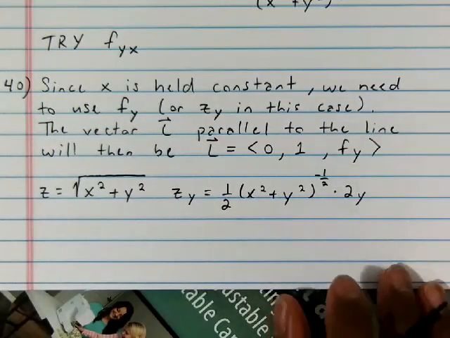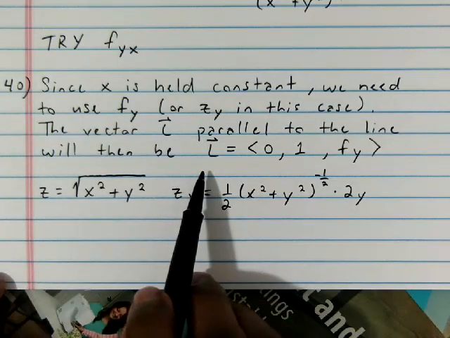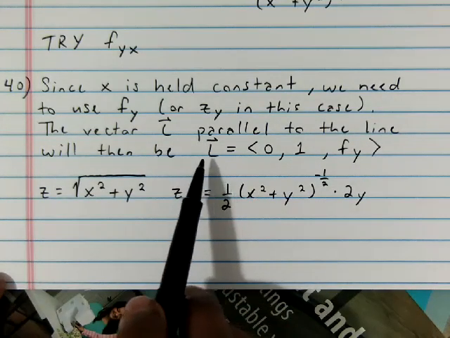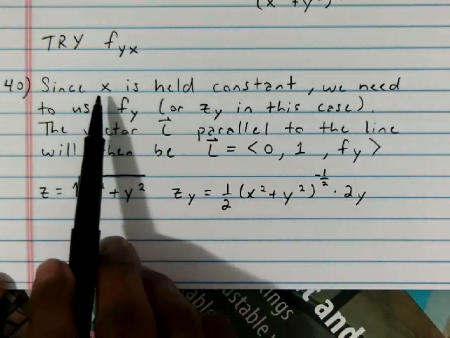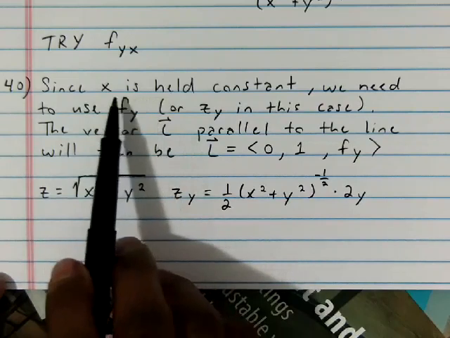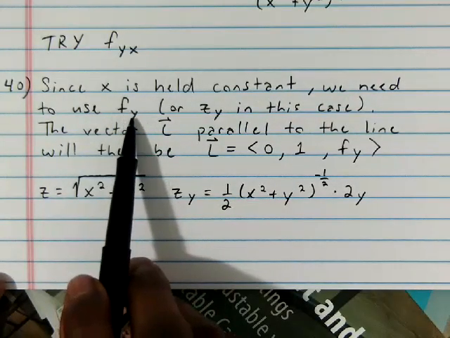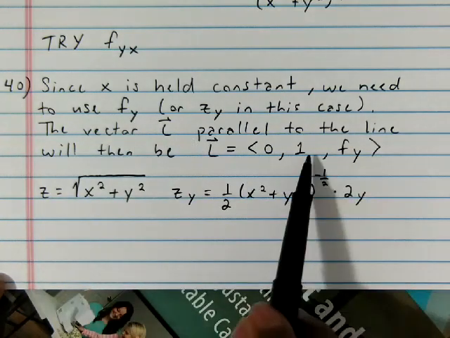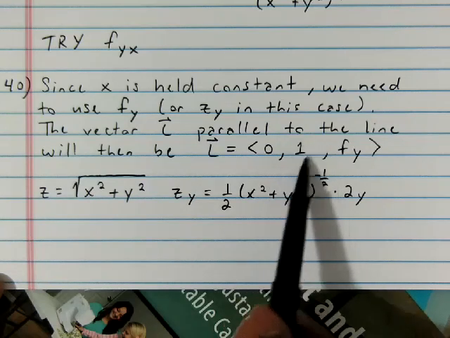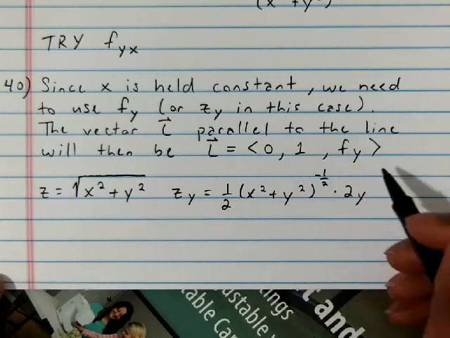After we finish this problem, see if you can write this exact same thing down, but in terms of y. If y is held constant, we need to use f sub x, and then what would this vector be? Just remember your y is held constant, so you're not moving in the y direction. That's going to be 0 in that scenario.